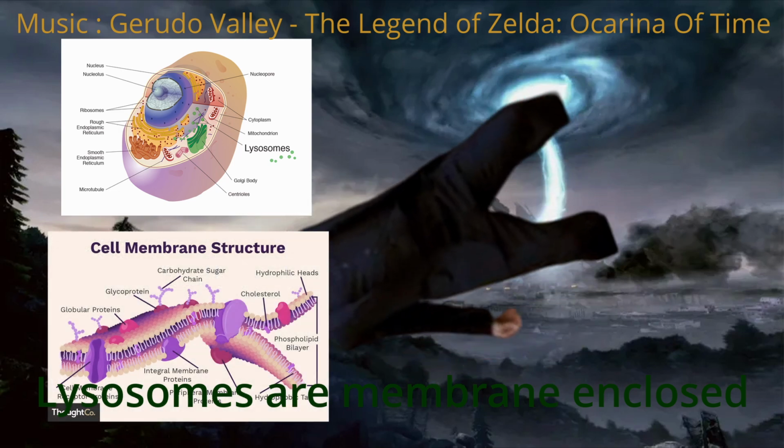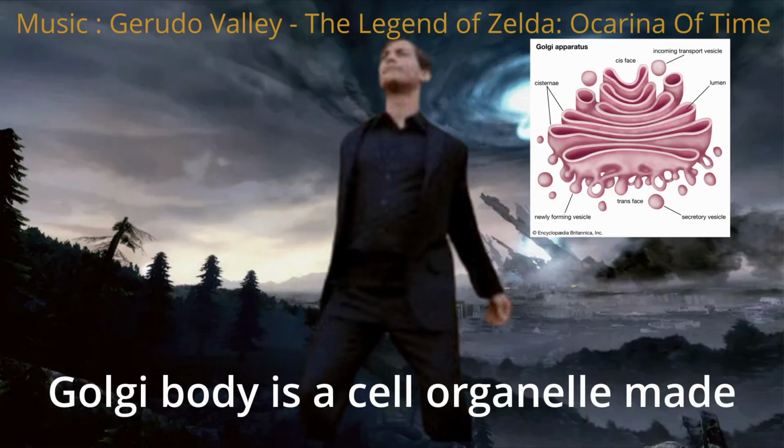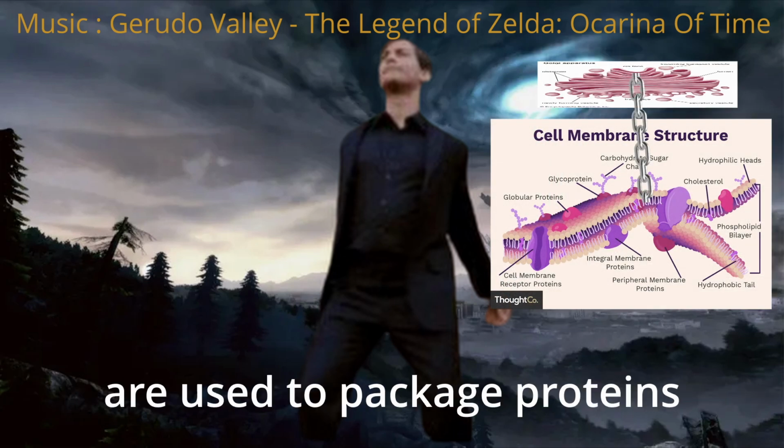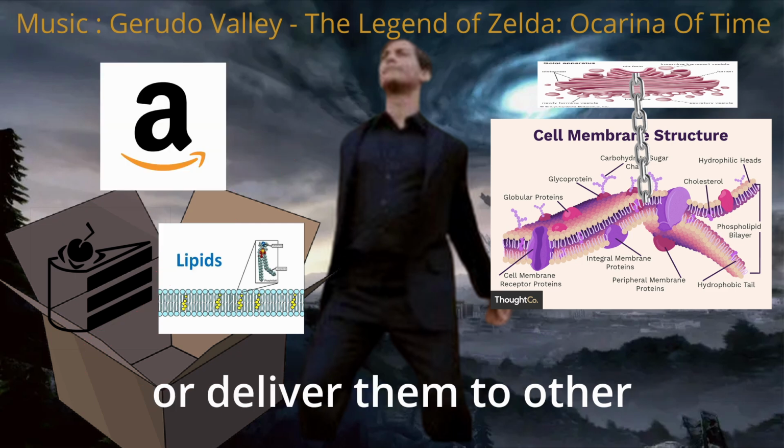Lysosomes are membrane-enclosed organelles which have enzymes that break down polymers. Golgi body is a cell organelle made of flattened, membrane-bound sacs that are used to package proteins and lipids to get rid of them, or deliver them to other organelles.